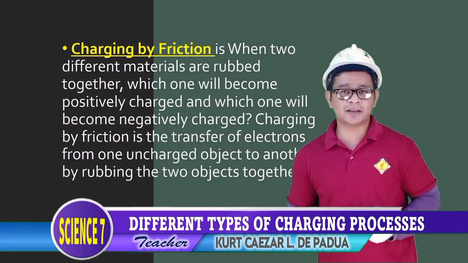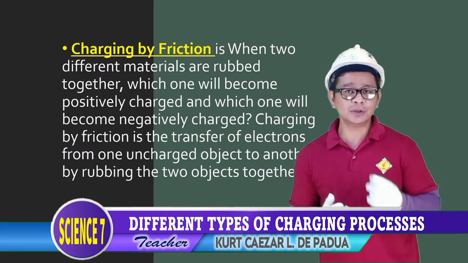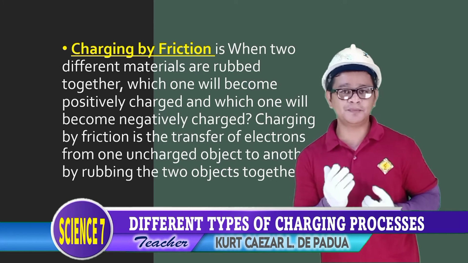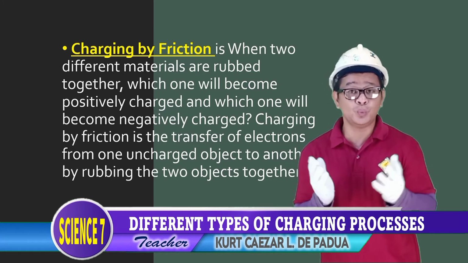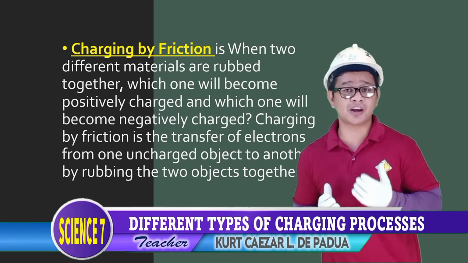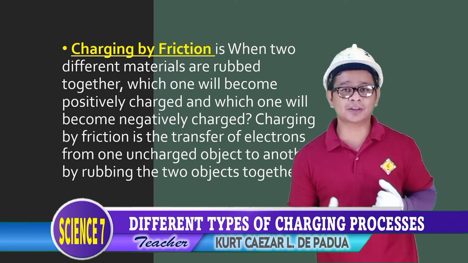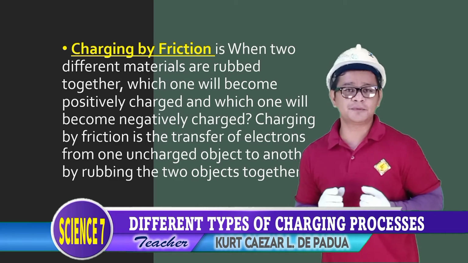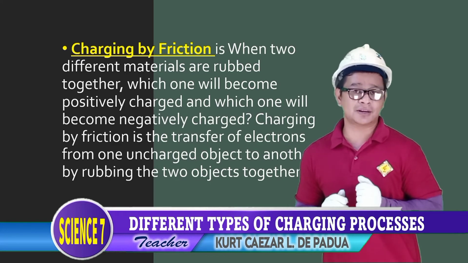What is charging by friction? Charging by friction is when two different materials are rubbed together. Which one will become positively charged and which one will become negatively charged? Charging by friction is the transfer of electrons from one uncharged object to another by rubbing the two objects together.